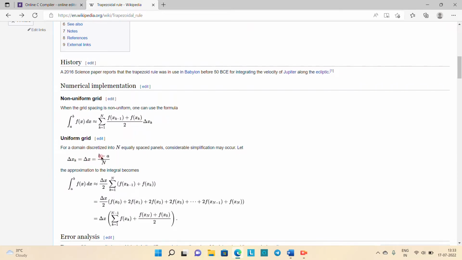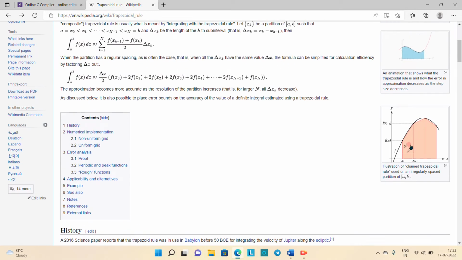Delta x equals (b minus a) by n. Here n is the number of equally spaced panels for a discrete domain. So how many subparts have we taken? Here it is 3. We can break it into 4, or we can make it from the middle, or break it and make it 6. So that totally depends on you.